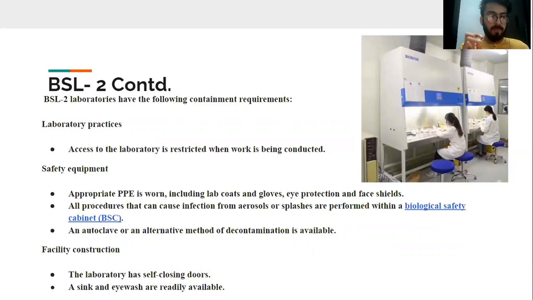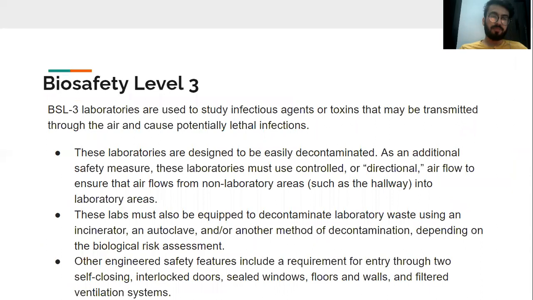Most BSCs use high efficiency particulate air, that is HEPA, in both the exhaust and supply system to prevent exposure to biohazards. Now, moving forward, an autoclave or an alternative method of decontamination is available, as is BSL-2 contaminated laboratories contain the infectious agents that we are working on. Then moving forward, facility construction. These contain the self-closing doors, a sink and eye wash are readily available.